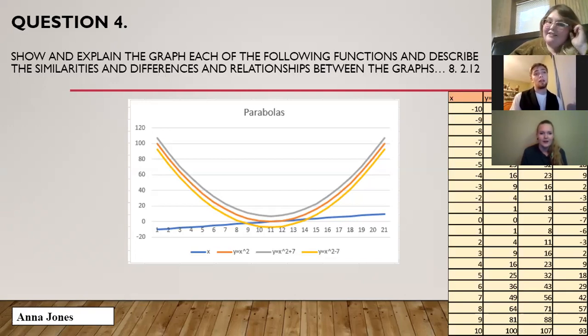And you can tell that the red, gray, and yellow lines are similar because they're all parabolas. They're just a little bit different from each other in height. And the base x line, the blue line, is very different because it's just going straight. Okay, I like that. Well, that was very well explained, Anna. You're welcome.